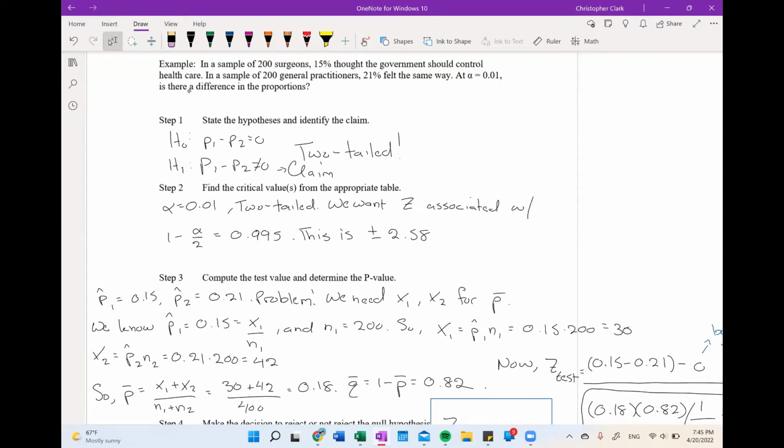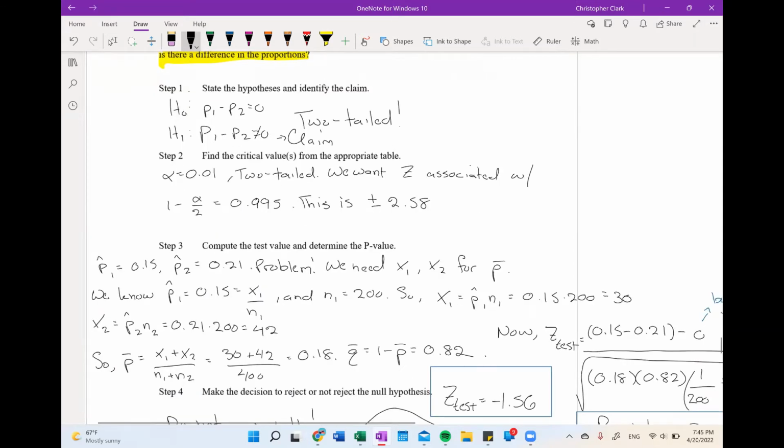In the way government should control healthcare. So our H0, P1 minus P2 is 0. Our H1, since we're interested in just is there a difference in proportions, it's P1 minus P2 not equal to 0. So this is our claim, and this makes it a two-tailed test.